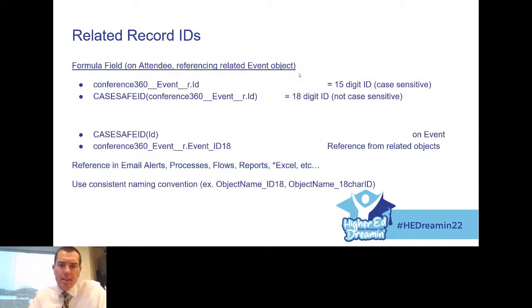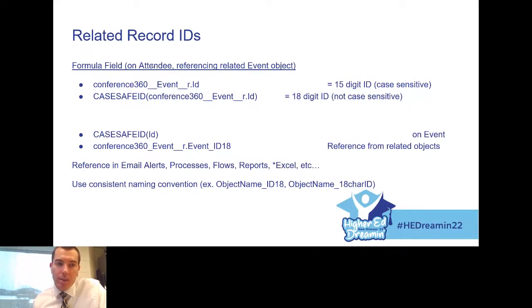All right, and I think this is the last one for our field modifications, and it's about related records. So if you're referencing another record, you can get to it through a formula field, and you could reference the other object and then the field, like the ID field. If you do that, just regular, like you can see this first one, event.id, you're going to get a 15-digit ID. The trick and kind of a best practice is to use case safe ID, and it will give you an 18-digit record ID number, which is not case sensitive.